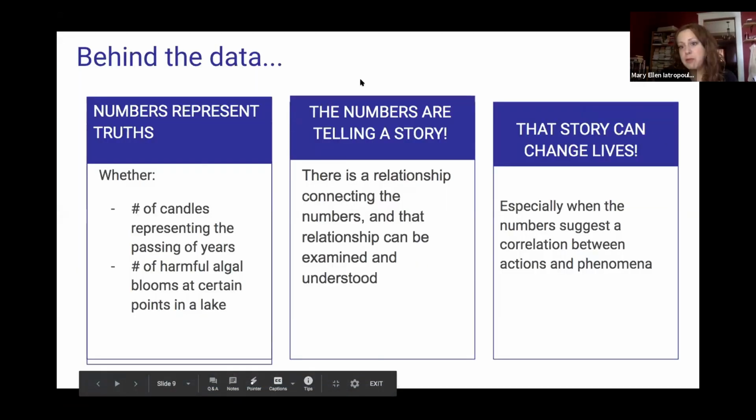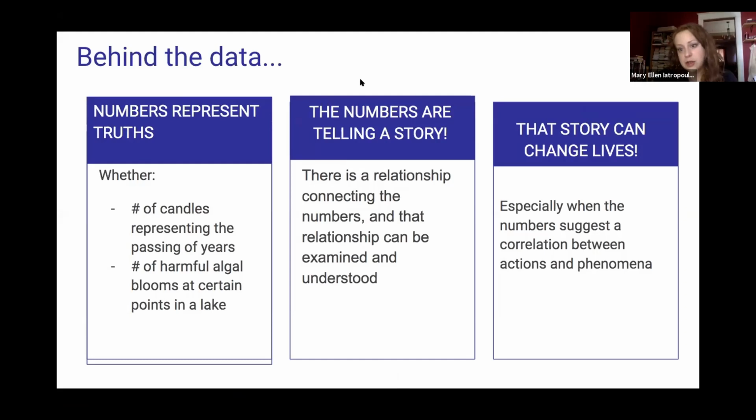So just a couple of points about why we want to do data visualization and why it's so important is that behind the data, these numbers that you're going to be seeing that India will show you in just a minute, they represent facts. They represent truths. Whether it is the number of candles representing the passing of years, whether it is a number of algae blooms at a certain point in a lake that scientists are measuring, whether it is the depths of certain soil layers inside of a pit that you have just dug. Numbers are just truths.